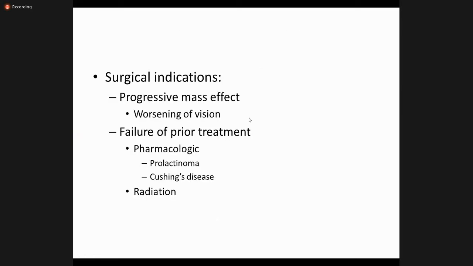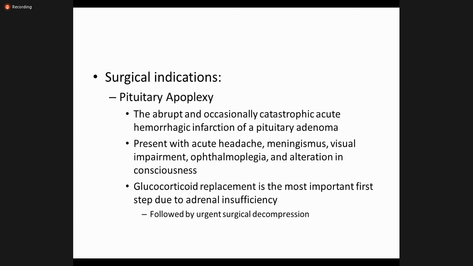The indication of surgery: when there is progressive mass effect, producing headache and different features, visual field defect. So this is the indication of the surgery. A failure of the pharmacological or radiological therapy is a second indication of the surgery. For example, failure of prolactinoma improvement after bromocriptine and parallel therapy, then the surgery is the choice. Then pituitary apoplexy is a condition in which surgery is required.